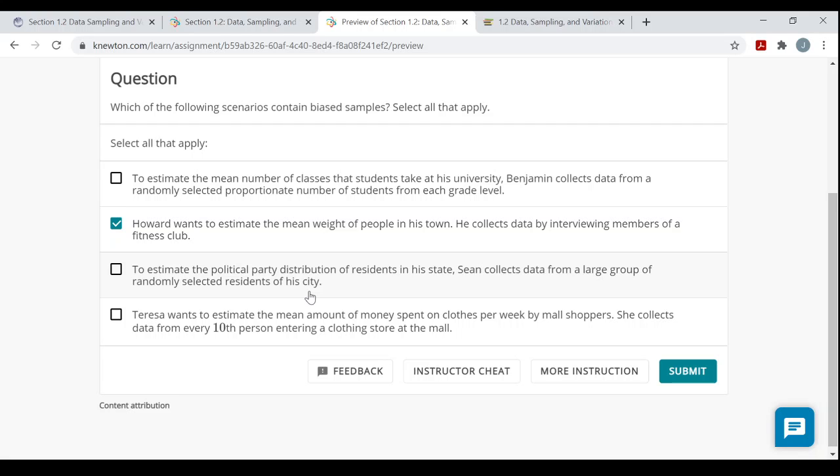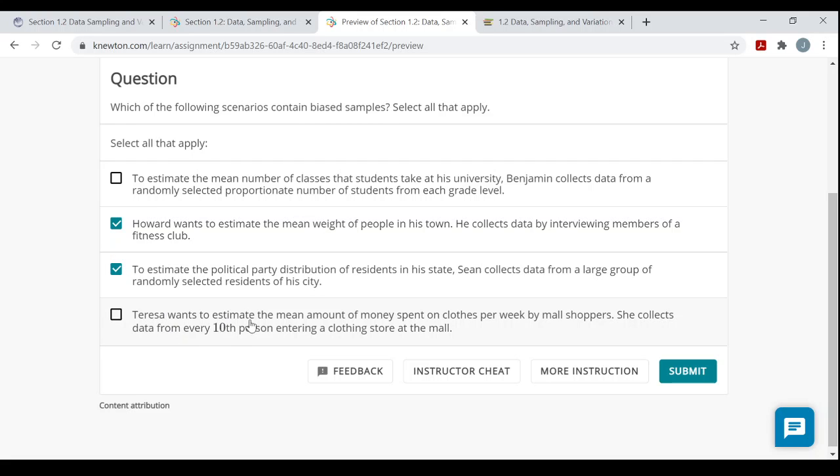Another more sampling bias here, right? The population is the state. So if you pull residents from just a city, that doesn't give everybody in the state an equal chance of being selected. So there's definitely sampling bias in that.